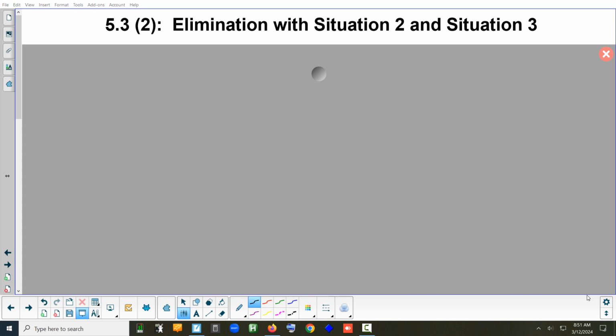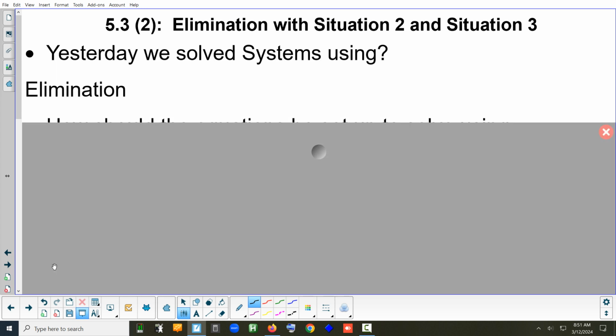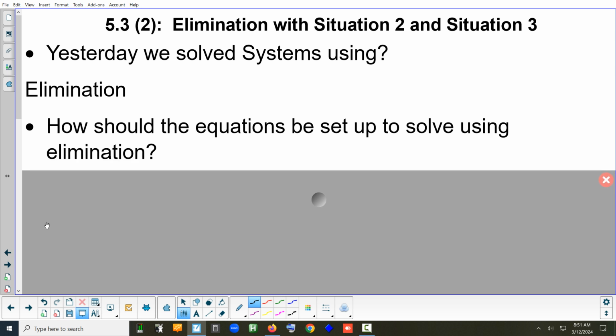Okay, so we're going to continue looking at solving systems using elimination. Remember, the other two methods that we learned are graphing and substitution. Nothing wrong with substitution, it's just that sometimes that method takes a little bit longer to do, and elimination is an easier method. Okay, so that's why we're using that. How do equations have to be set up when we're doing elimination?